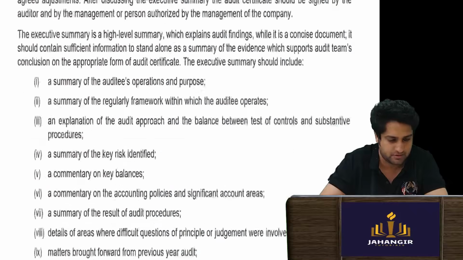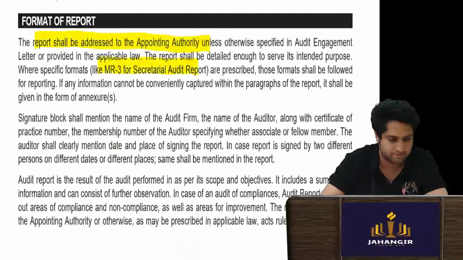And that is it. We've covered the entire chapter.